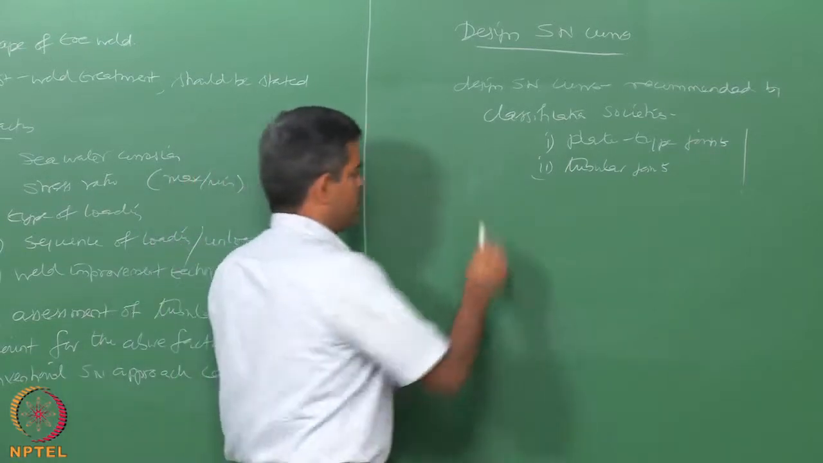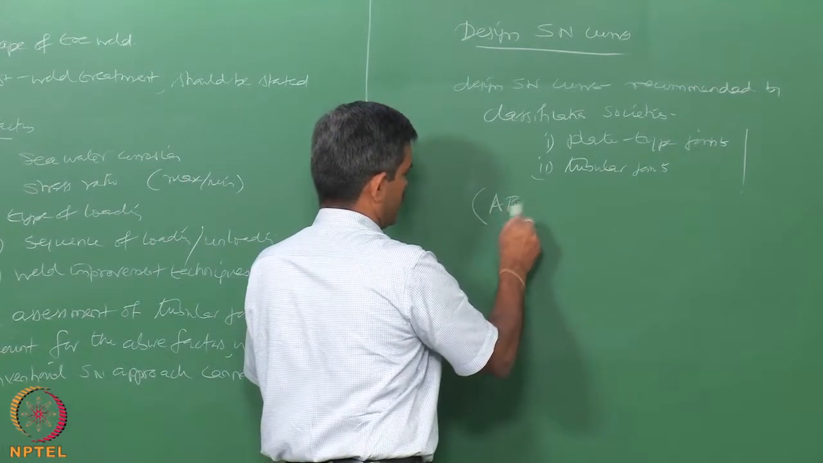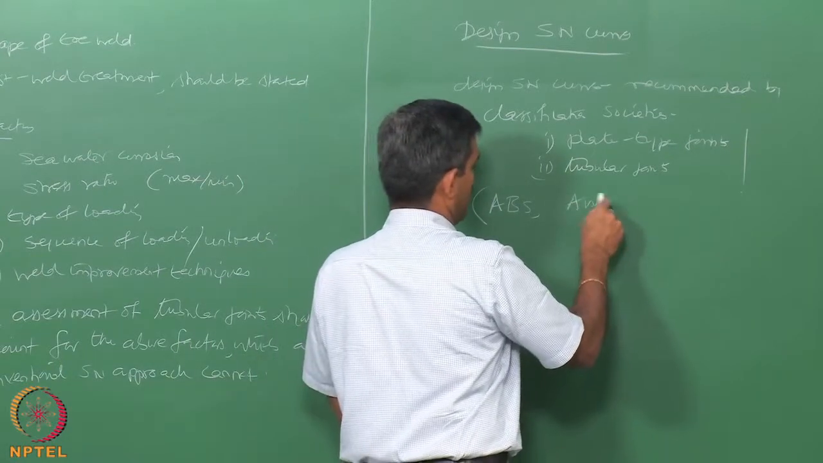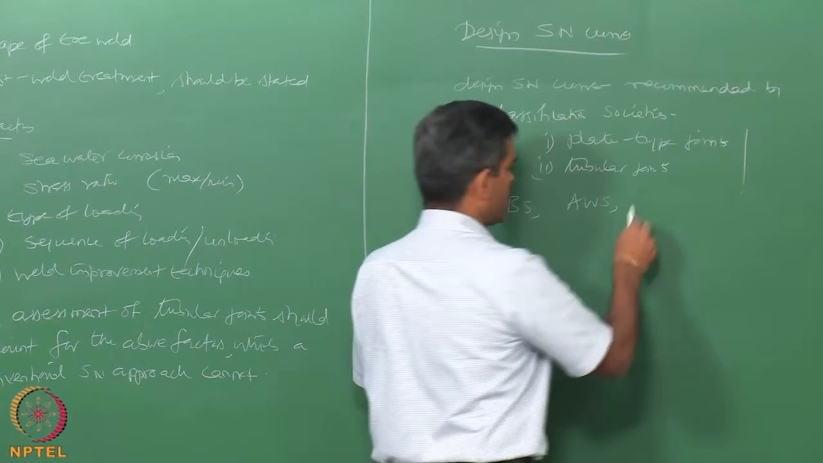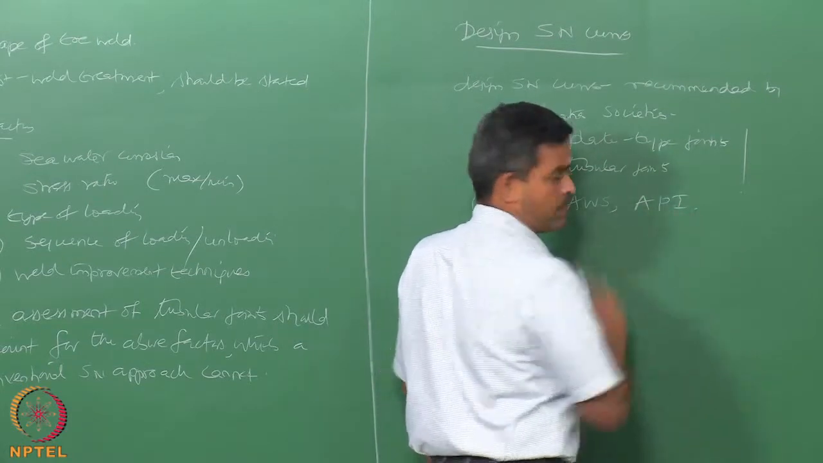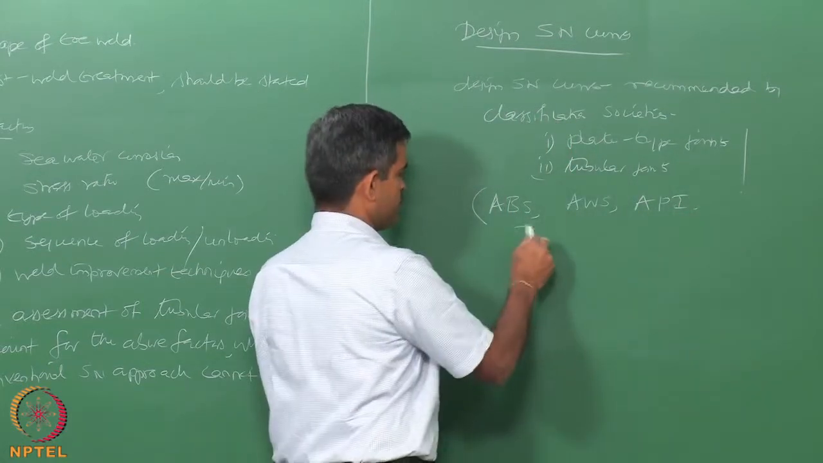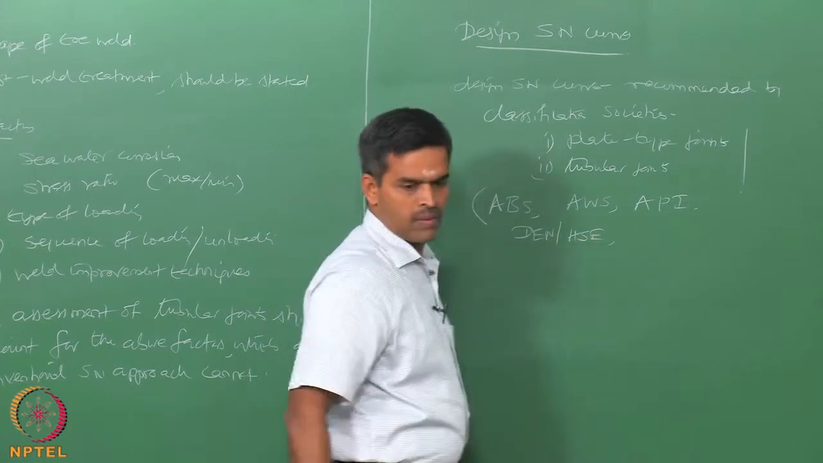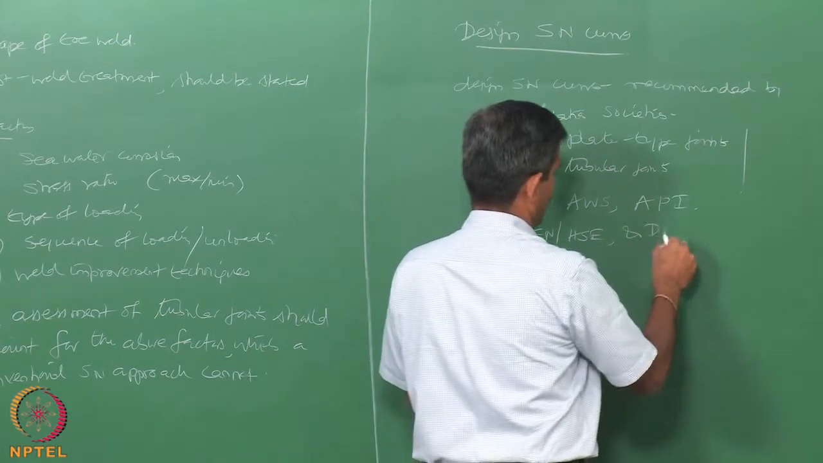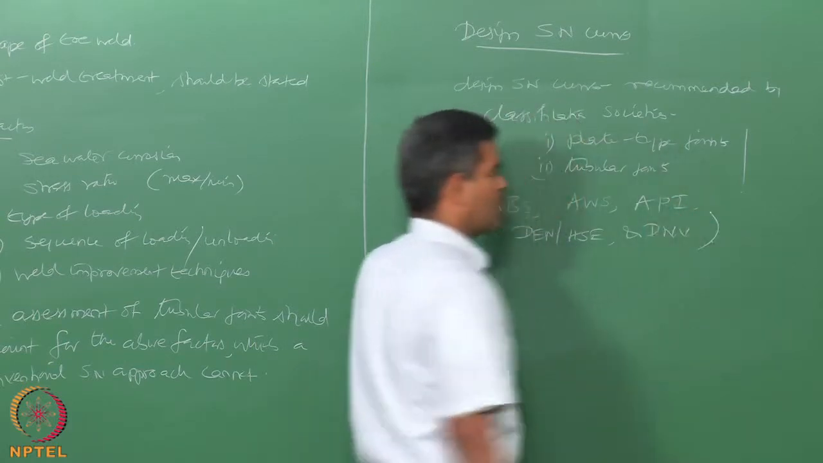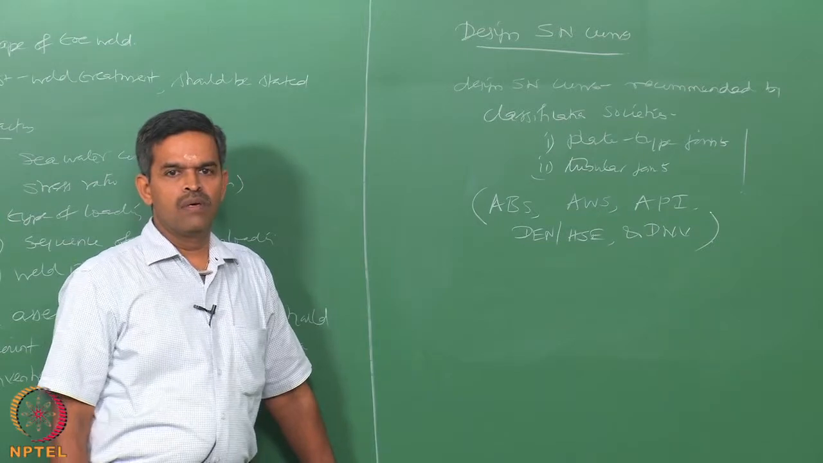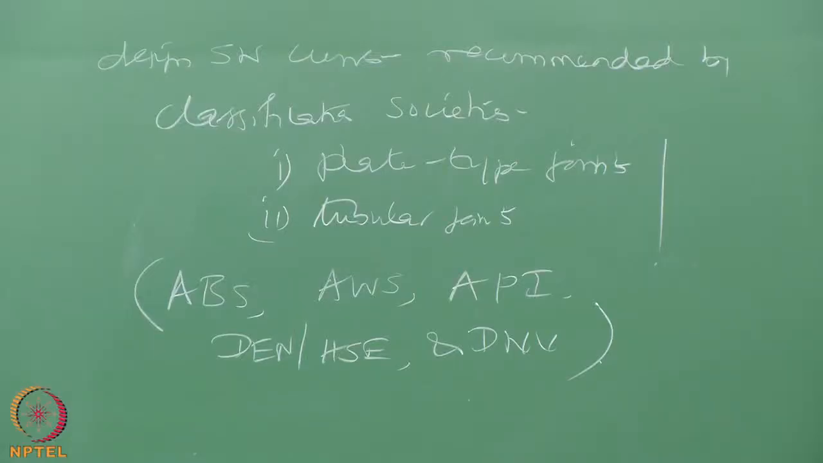For example, American Bureau of Shipping, American Welding Society, American Petroleum Institute, etc. There are many classification societies which describe the design curve. Two typical recommendations will be discussed here.